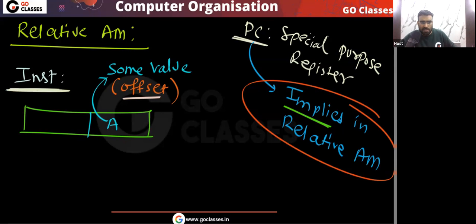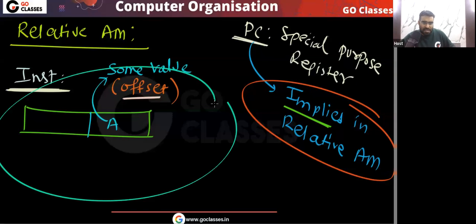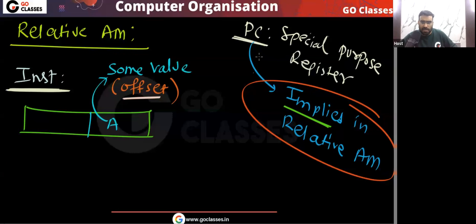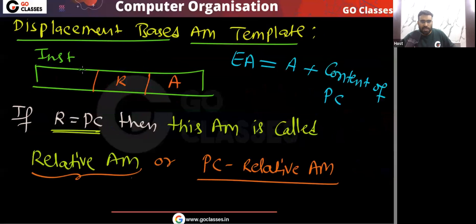In the instruction, you will not store the program counter because the program counter is a special purpose register. So this is implied in the relative addressing mode. Means if your instruction is using relative addressing mode, then the program counter is implied. Remember, very simple. This program counter we will not put in the instruction. Is this clear? We will only put this A.